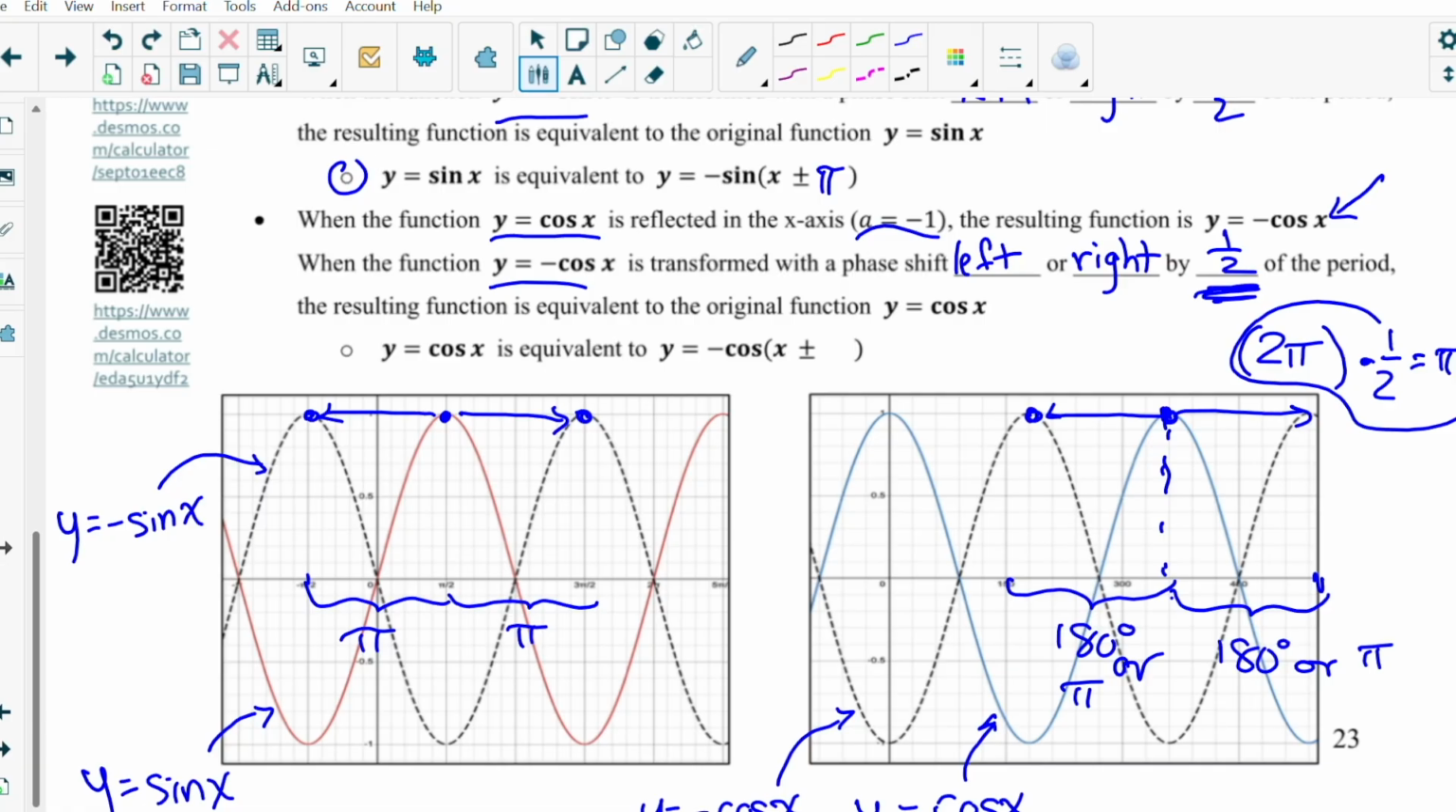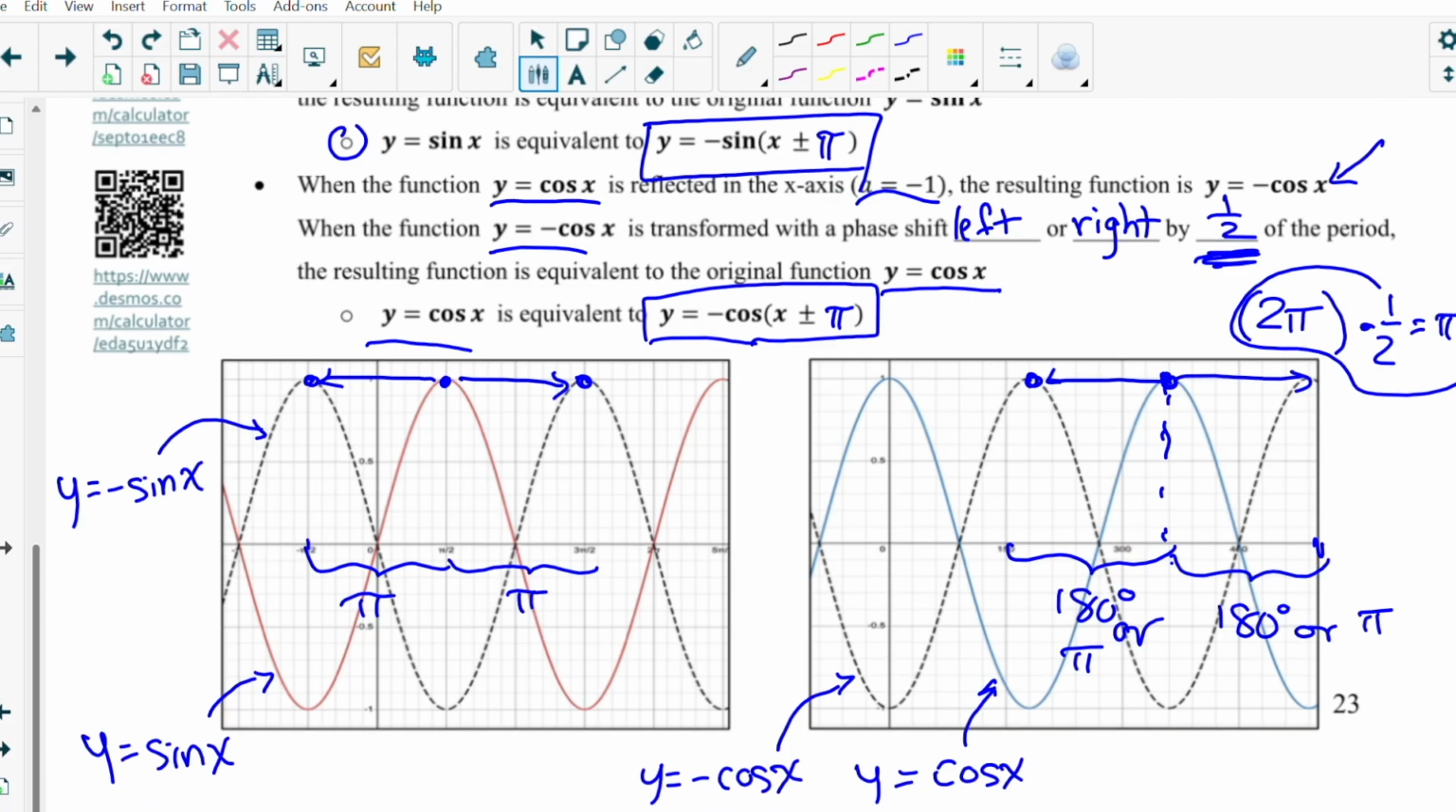The resulting function is equivalent to the original function y equals cosine of x. So y equals cosine of x is equivalent to y equals negative cosine of x plus or minus pi radians. Okay, so there we go. This will be handy on the next page, where I'm going to show you a graph and ask you to write the equation of the function in 4 different ways. So these 2 little tips, the reflection of the sinusoidal function and the phase shift going from sine to cosine, will be very handy in the next part.